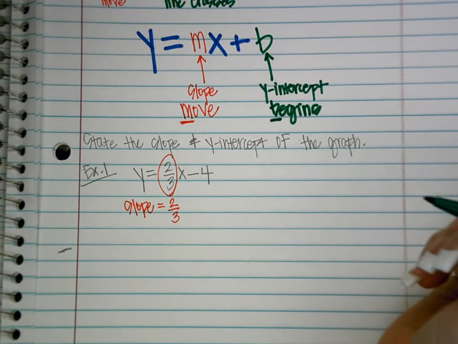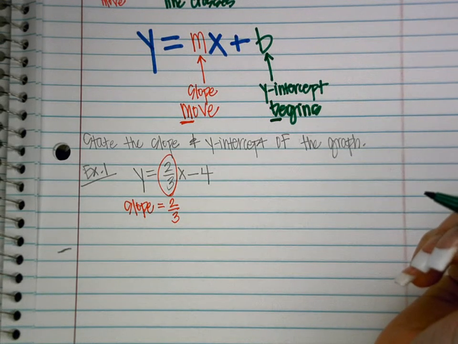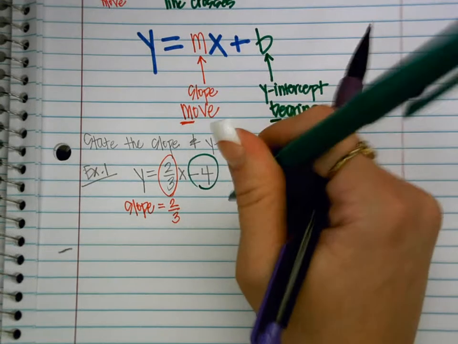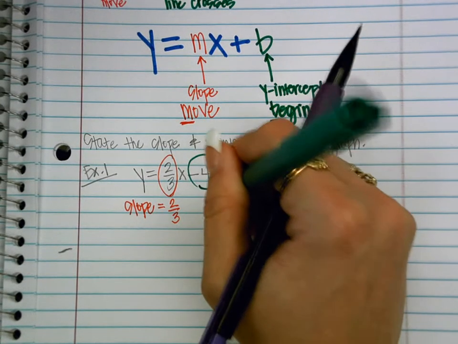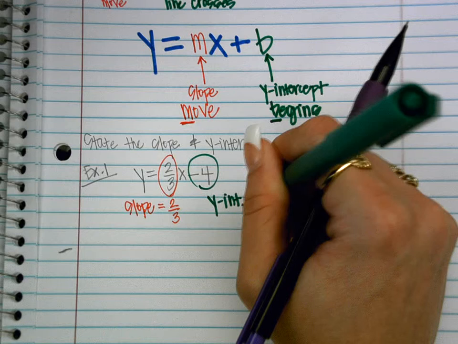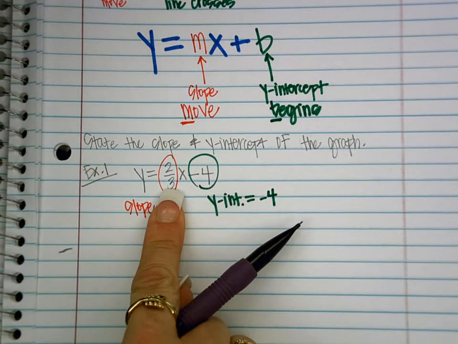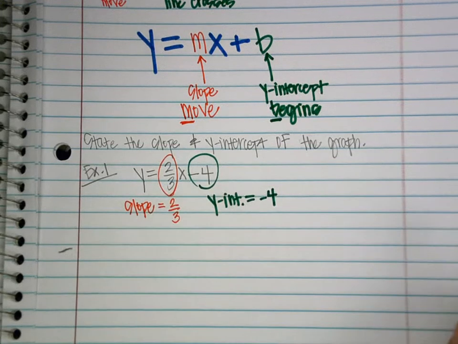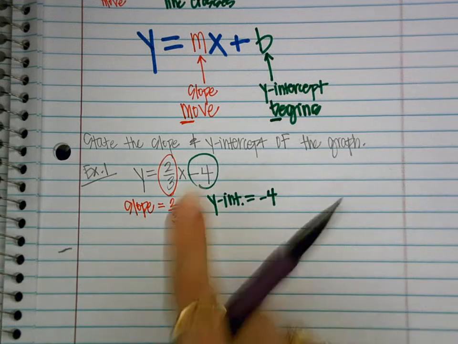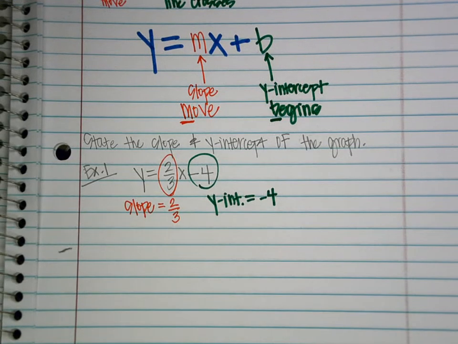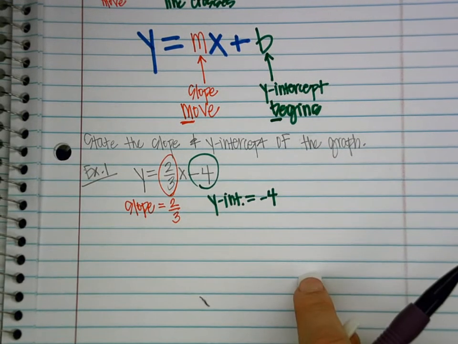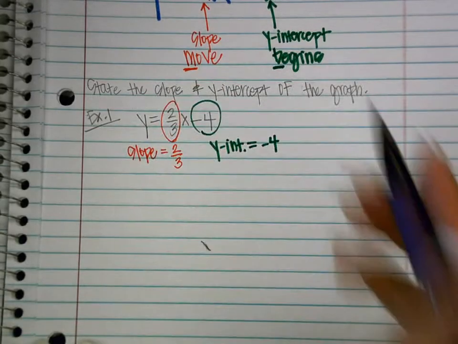How do you find the y-intercept? What's the y-intercept of this line? Negative 4. The y-intercept equals negative 4. The slope is always whatever is attached to the x. The y-intercept is whatever's at the end. You do have to take the sign with it: if it has a plus, it's positive; if it has a minus, it's negative. That's all you have to do for the first part of your homework. State the slope and the y-intercept.